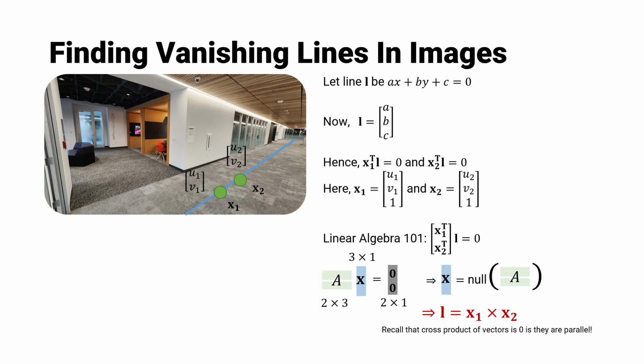Note that the direction does matter. We are drawing the line from x1 to x2, so the cross product is going to go from x1 to x2. And recall that the cross product of vectors is 0 if they are parallel.